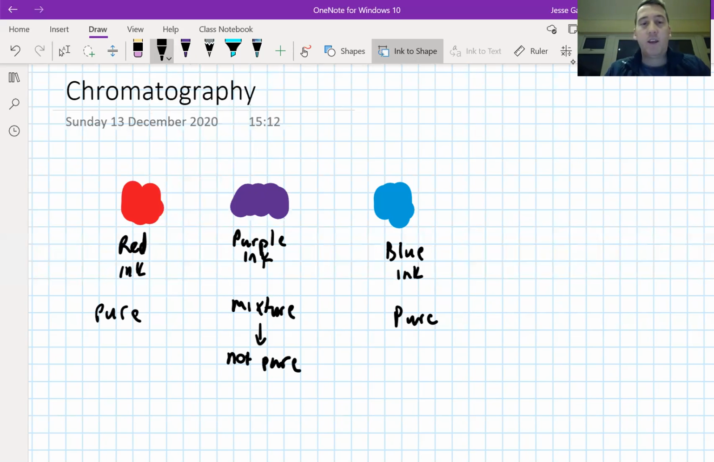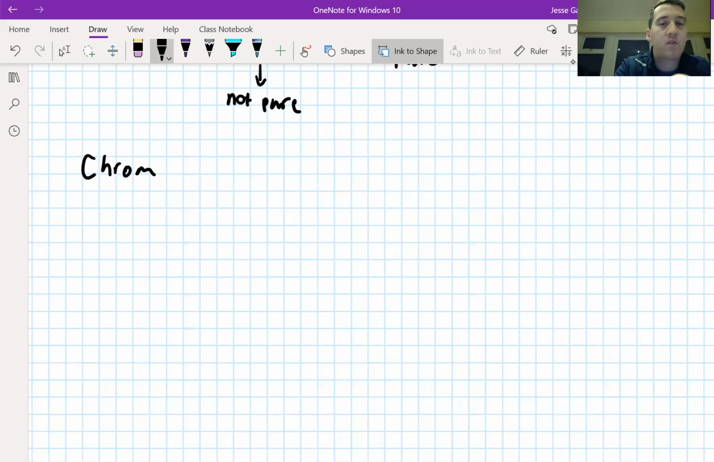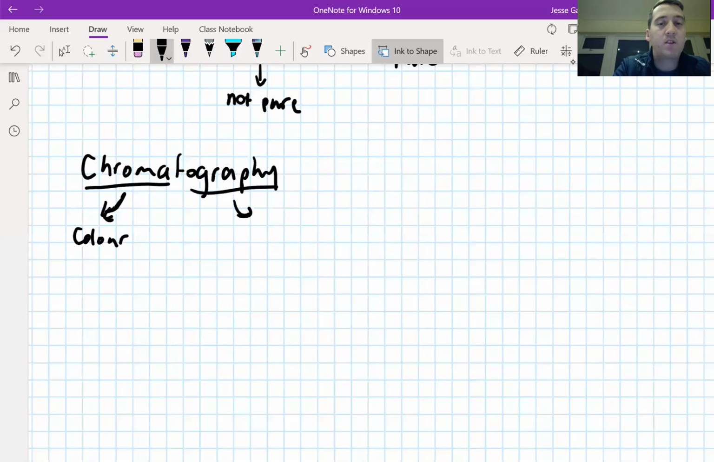So the question is, what if we took the mixed inks, the purple one and other mixtures of inks, can we separate them again? Can we get back our colors? And we can do that, okay? We can do that using a process called chromatography. Chroma is like an old Greek or Latin word which means color. And tography is a Latin word that means study. So chromatography means to study colors.